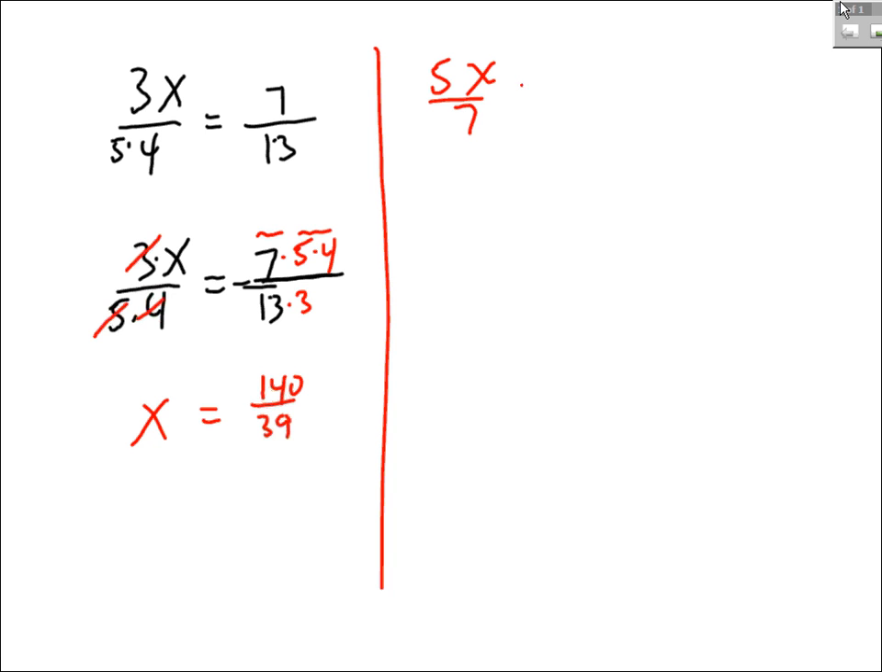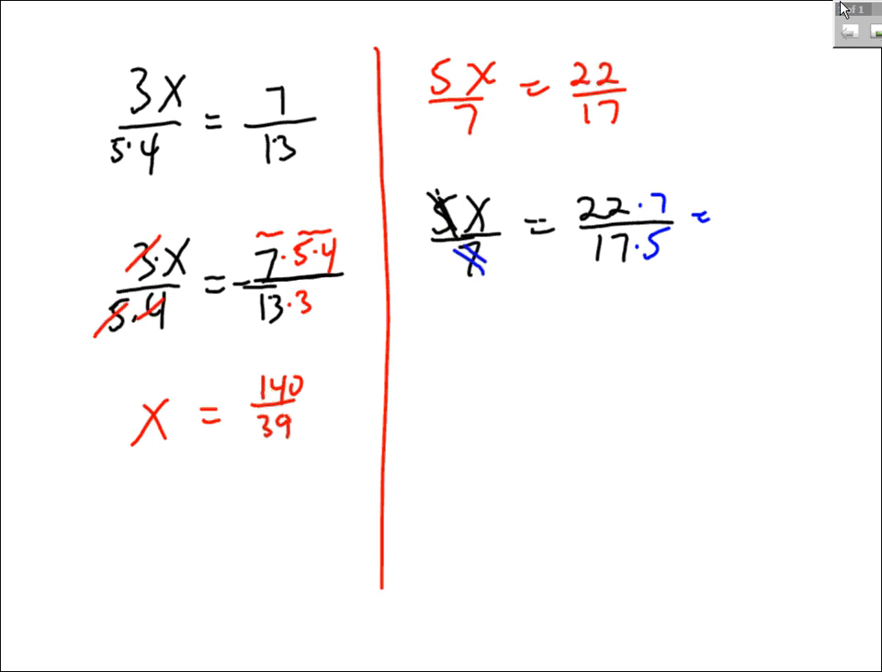If you have 5x over 7 is equal to 22 over 17, a very, very simple problem to solve. Just move the factors. The 5 on the top goes on the bottom. The 7 on the bottom goes on the top. It looks like 154 over 85. That is what x equals.